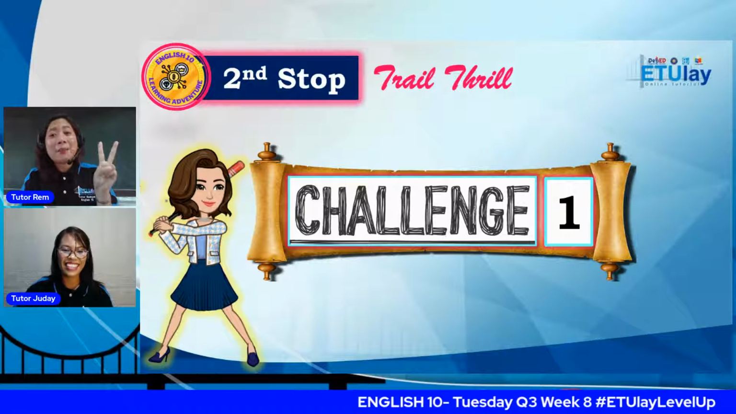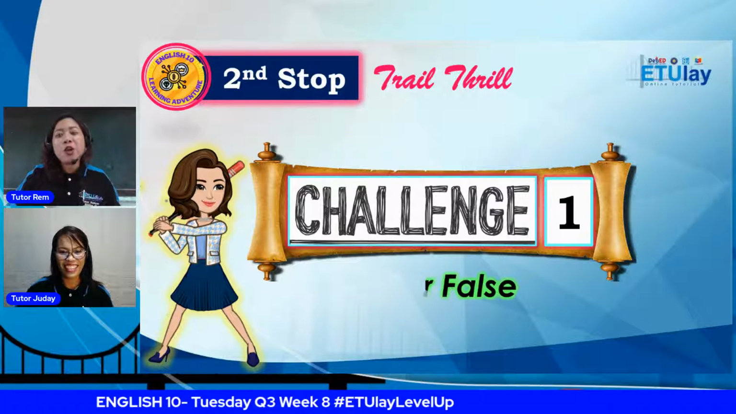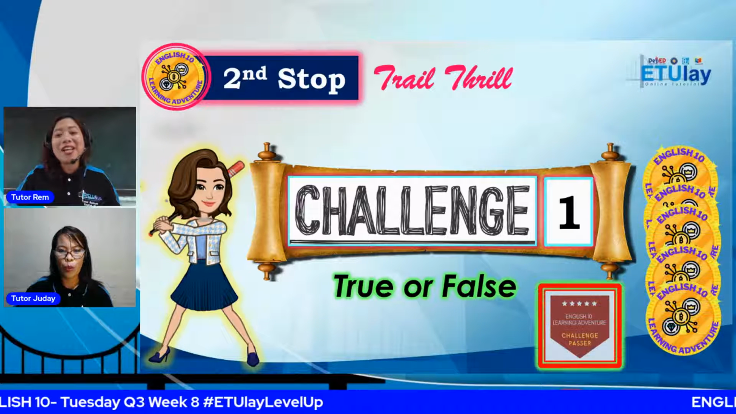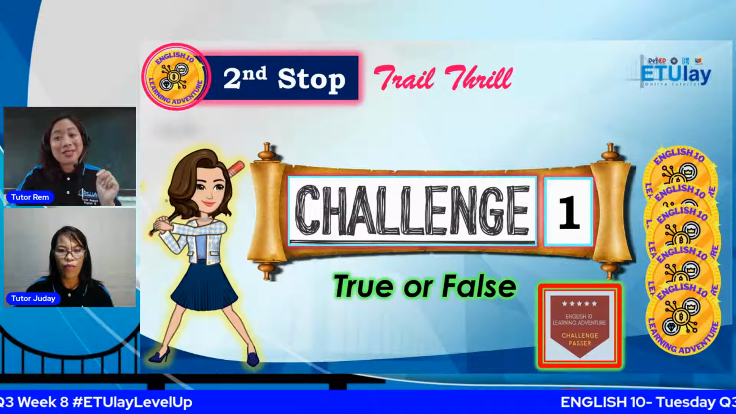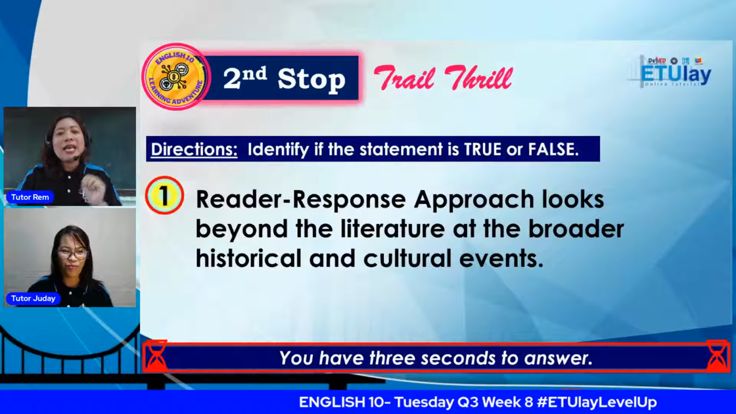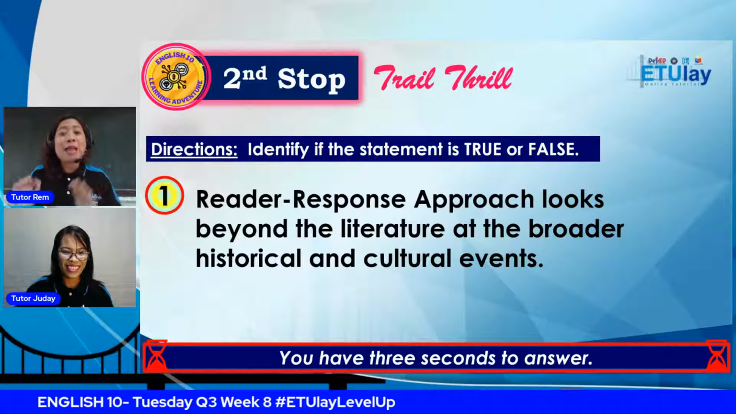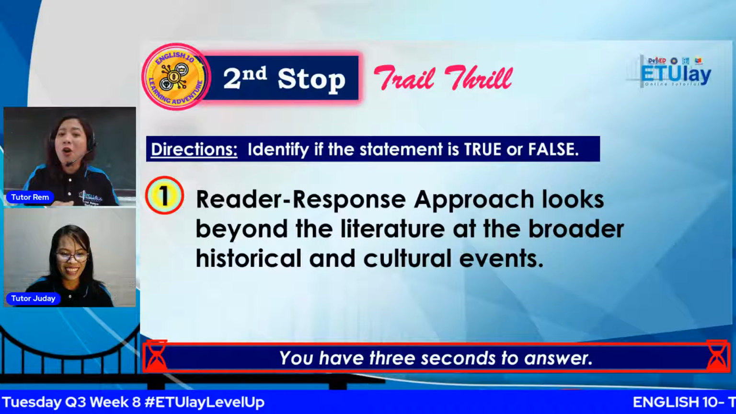Welcome to the second stop, the trail thrill. Here we have the first challenge called True or False. You've got a chance to earn one challenge pass and 5 tokens. So all you have to do, dear wanderers, is to identify if the statement is true or false. So type the item number together with the word true or false.